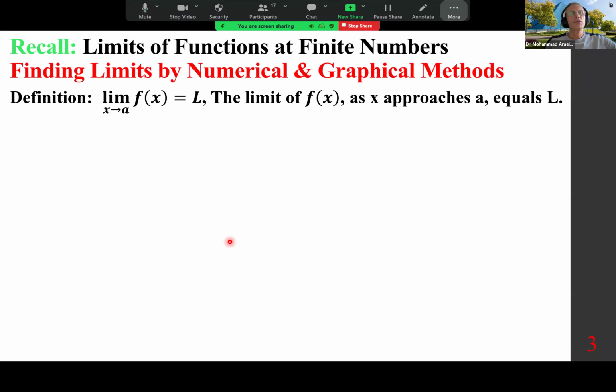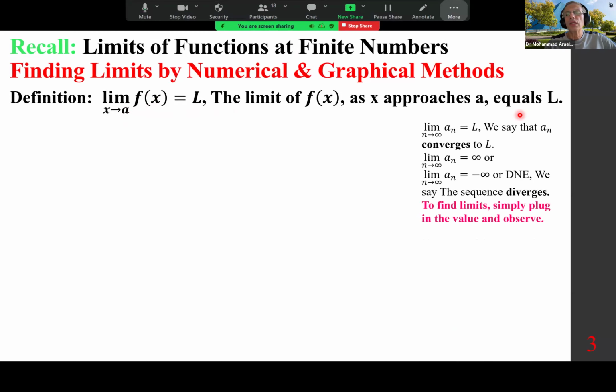To refresh everyone's memory, we looked at limits of functions at finite numbers, numerical and graphical approach. And now here's a basic definition: the limit of f of x as x approaches a equals L. This is how we read that.